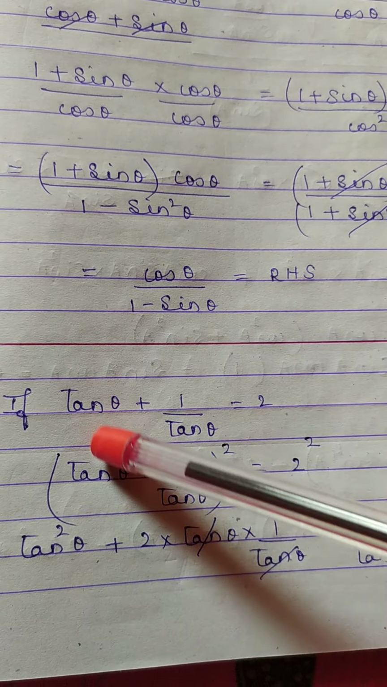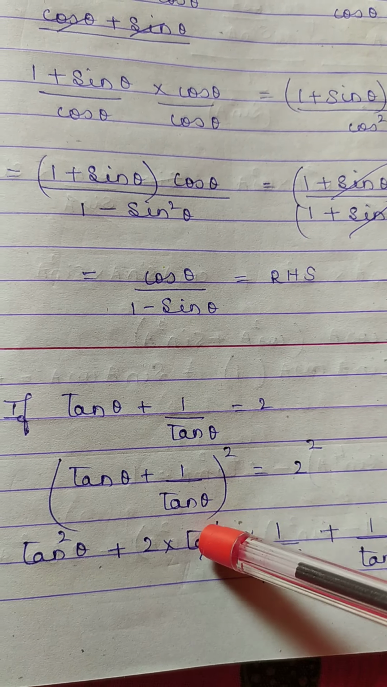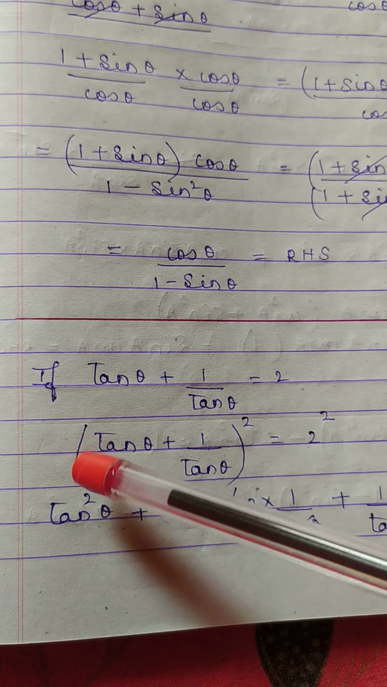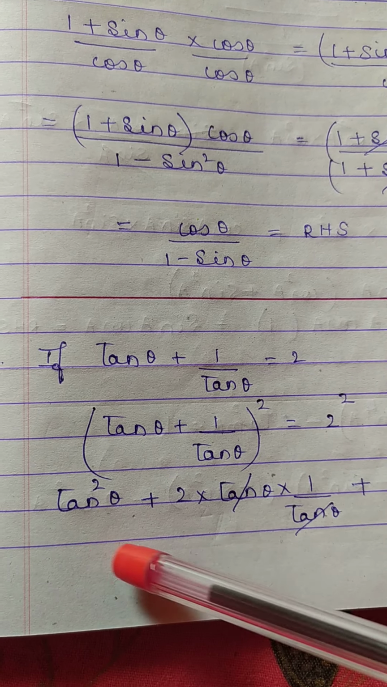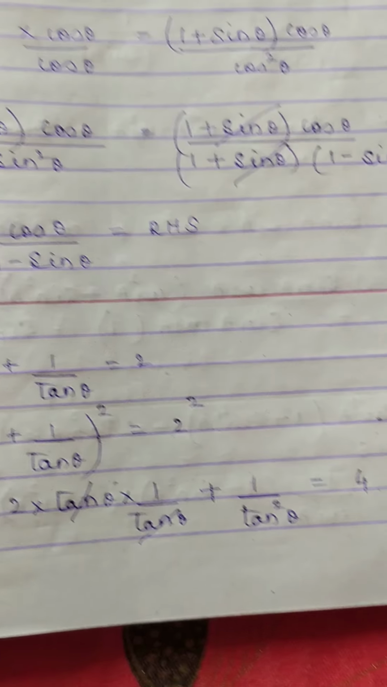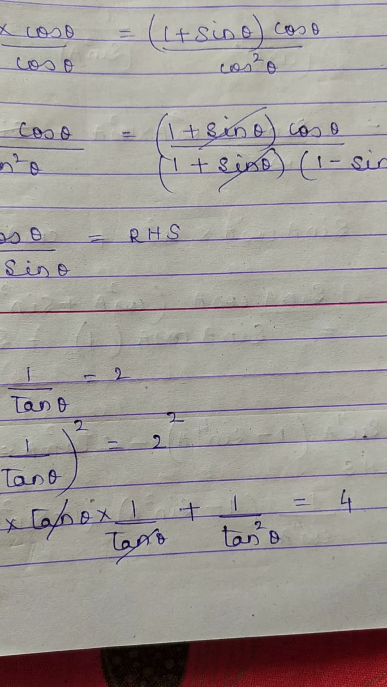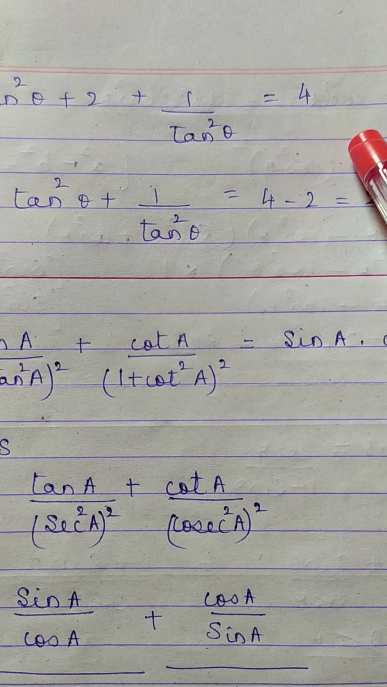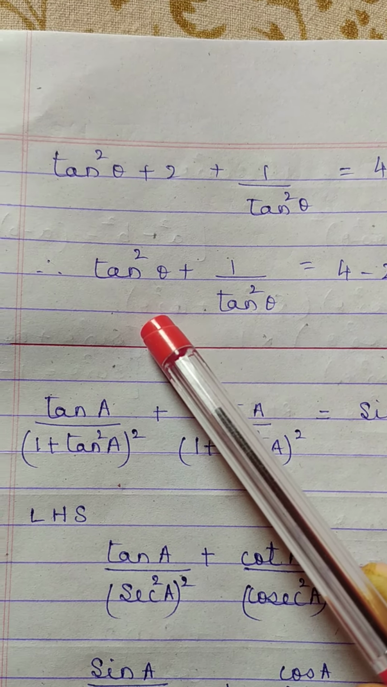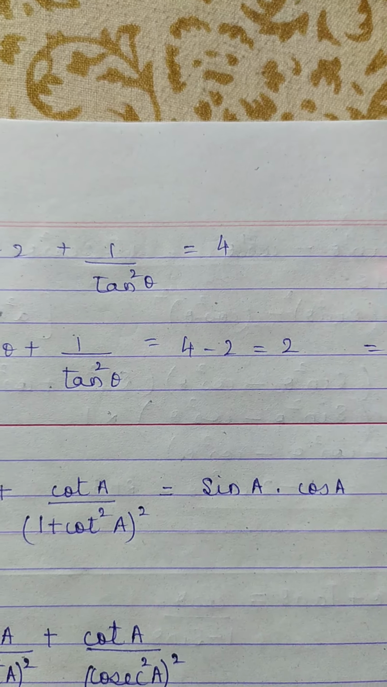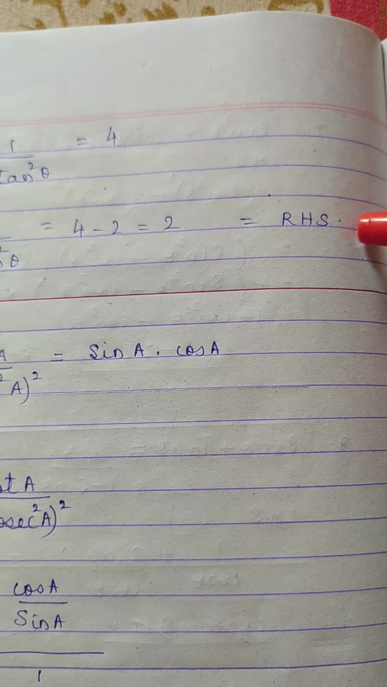So what we will do is, left hand side I am going to square it. So a plus b the whole square. I will also square the right hand side, 2 square. Okay. Now this is a plus b the whole square. So a square plus 2a into b plus b square. These both get cancelled. This is equal to 4. Now the next step is tan square theta plus 2 plus 1 by tan square theta equal to 4. Tan square theta plus 1 by tan square theta is equal to, take this 2 to the other side, 4 minus 2, the answer is 2, which is your RHS.